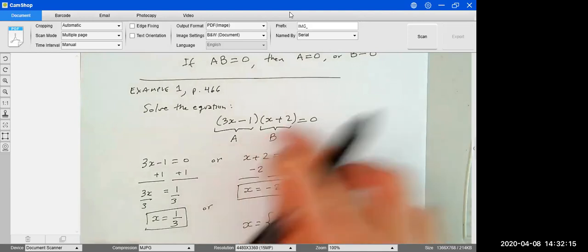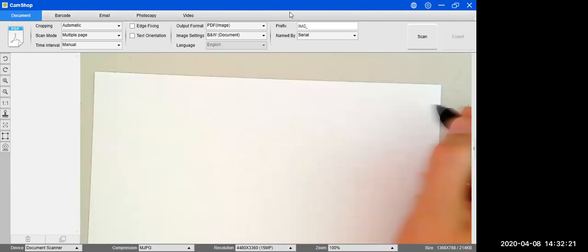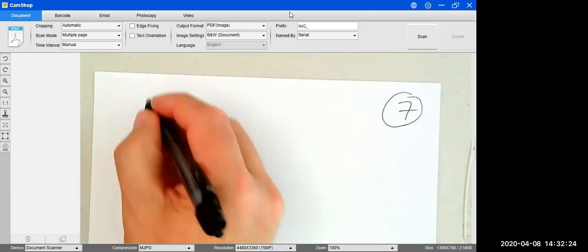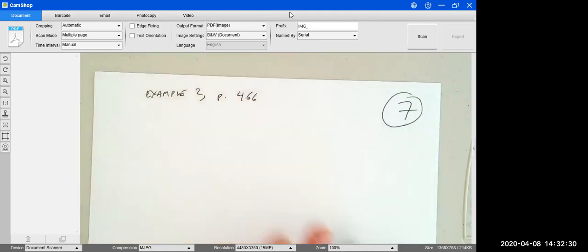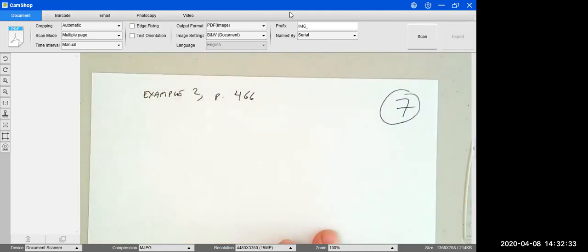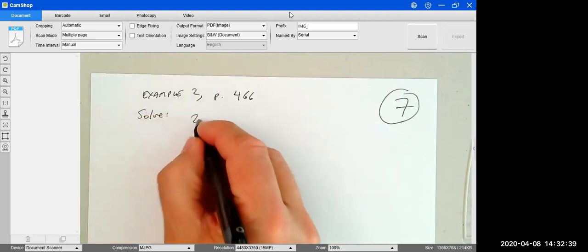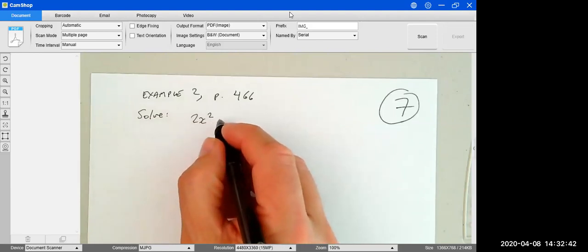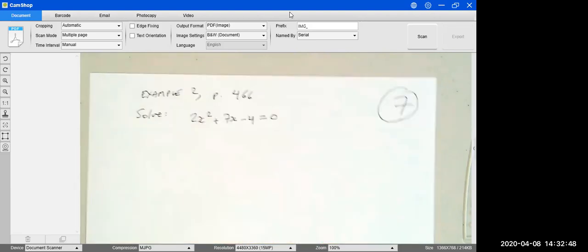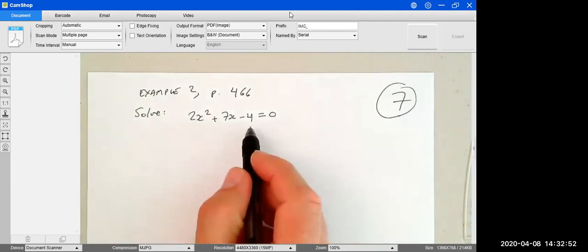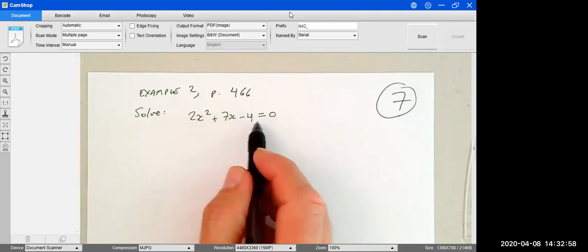So here we didn't apply factoring yet because the equation was given in a factor form. But in the next example, we have example 2 on page 466. So here we're going to solve the following quadratic equation: 2x squared plus 7x minus 4 equal to 0. So here we need to factor the left hand side, because you have already zero on the right hand side. So that's something that is important.